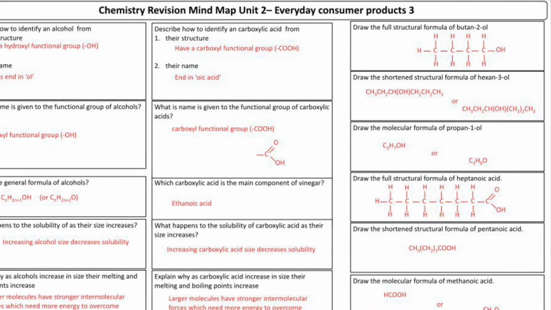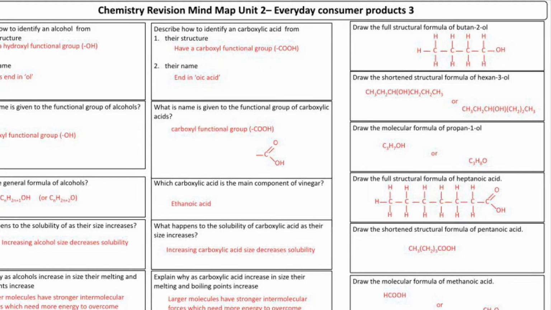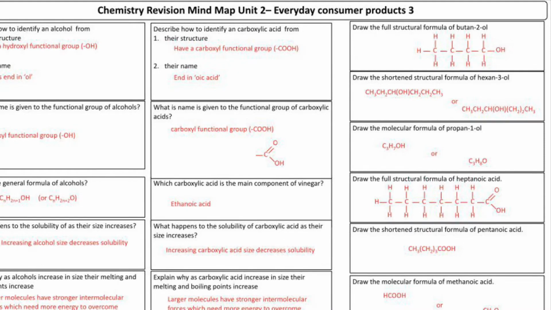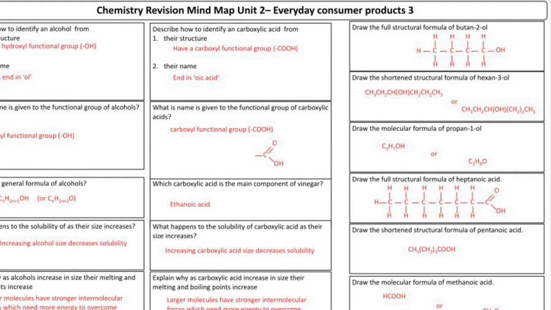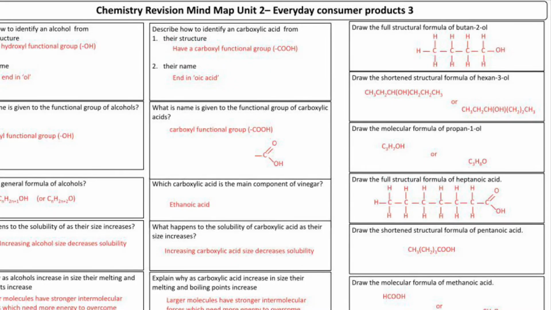The general formula for alcohols is CnH2n+1OH or CnH2n+2O. Either will do. As with all molecules, increasing the size will decrease its solubility, and increasing the size will increase the melting and boiling points of these things.